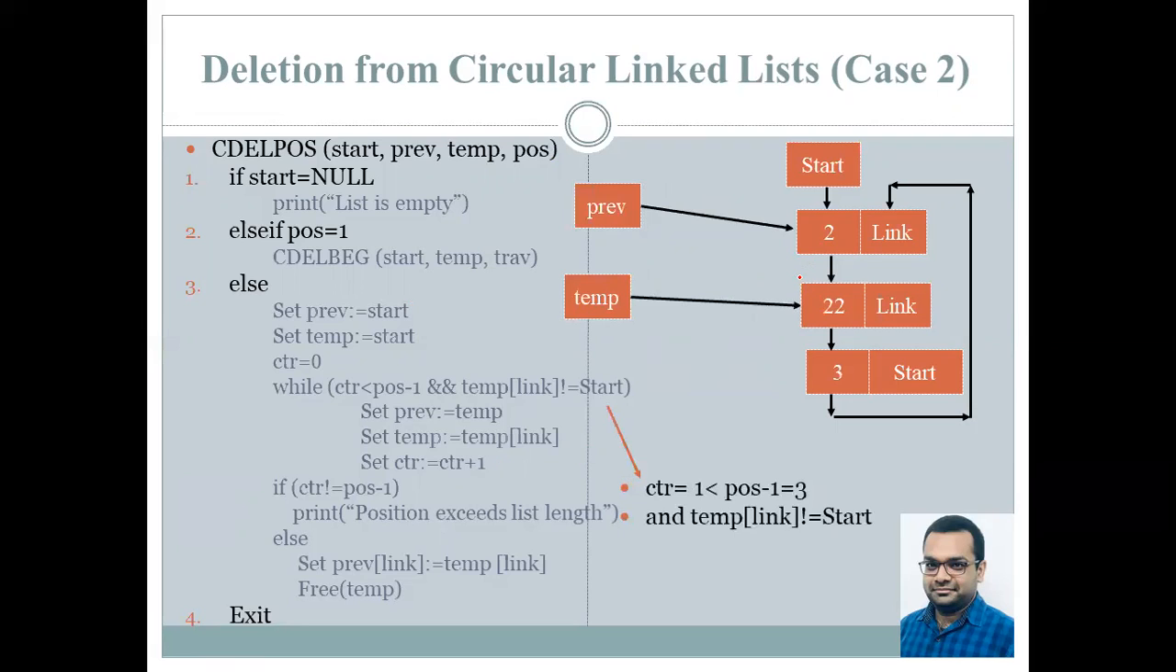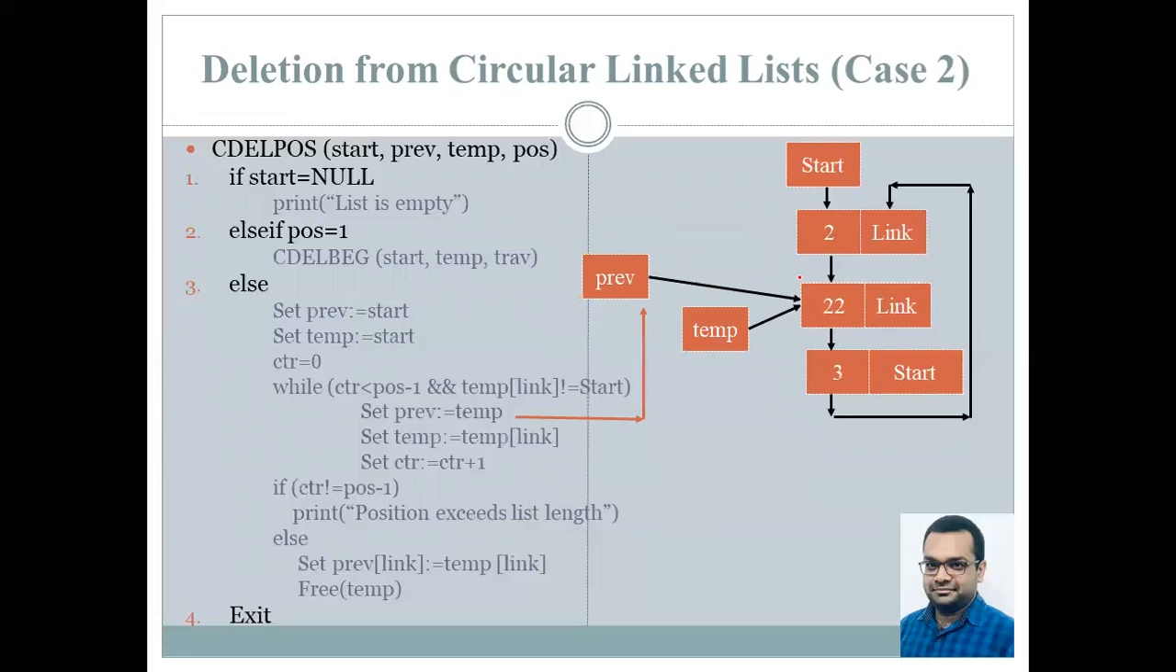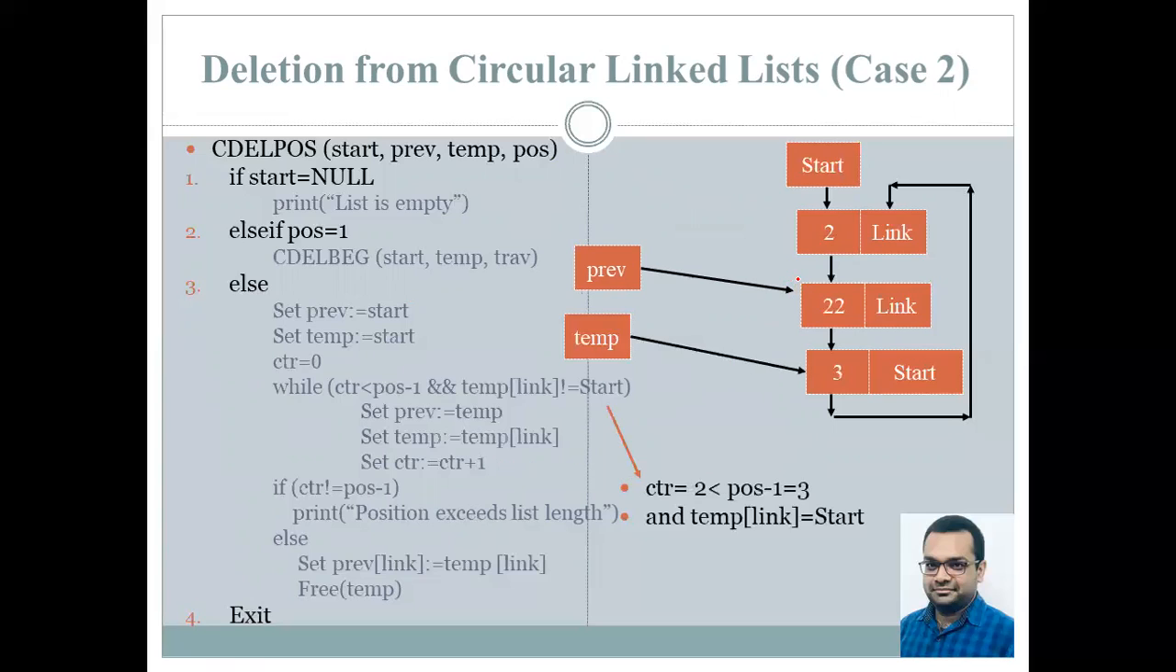Now again we check: counter's value is 1, that is less than position minus 1, 3, and temp's link is still not equal to start. Therefore previous is now made to point to the address pointed by temp, that is the address of the second node, and temp is incremented to point to temp's link, that is the next node. Counter is incremented. Now again we check over here. Counter's value, that is 2, is still less than position minus 1.